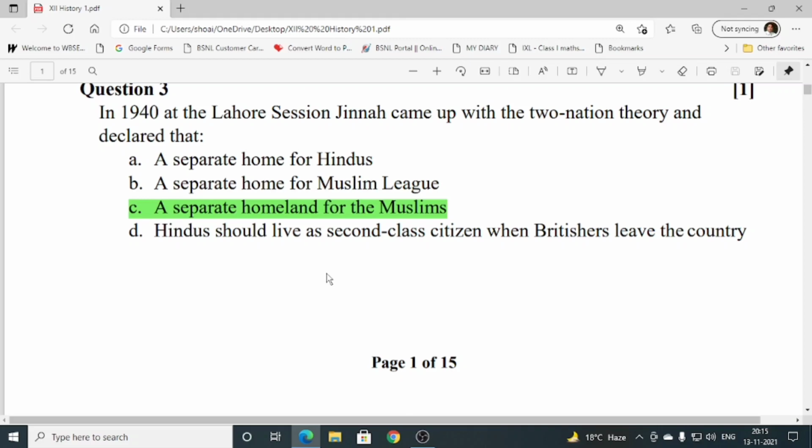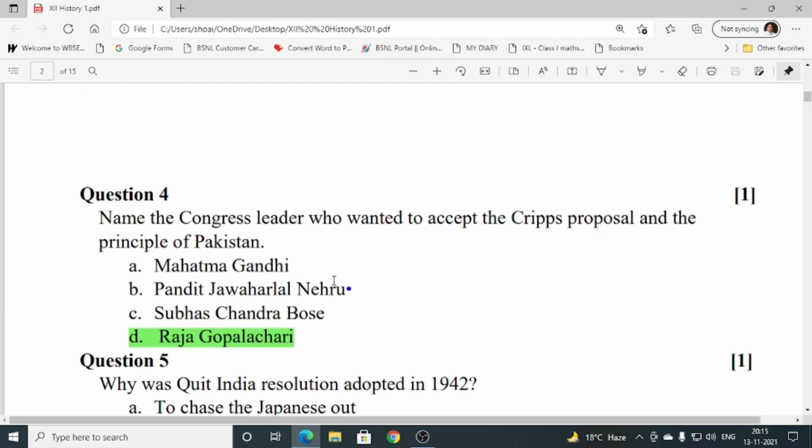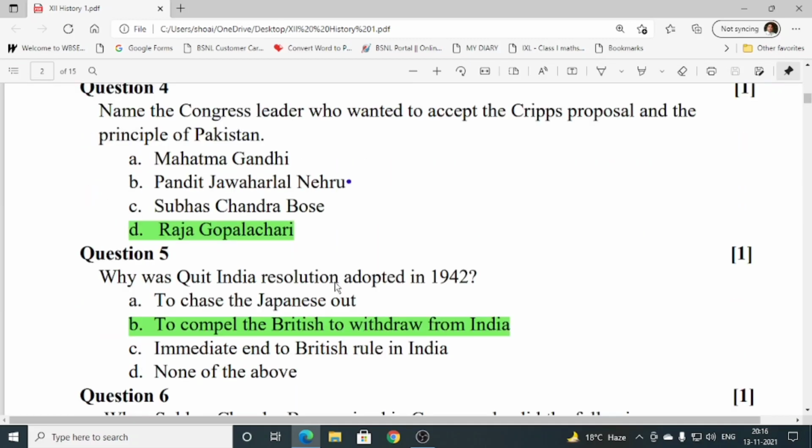Now let us move on to question number 4. Name the Congress leader who wanted to accept the Cripps proposal and the principle of Pakistan. Who was the leader? The answer is Rajagopalachari. That means he wanted to accept the Cripps proposal.